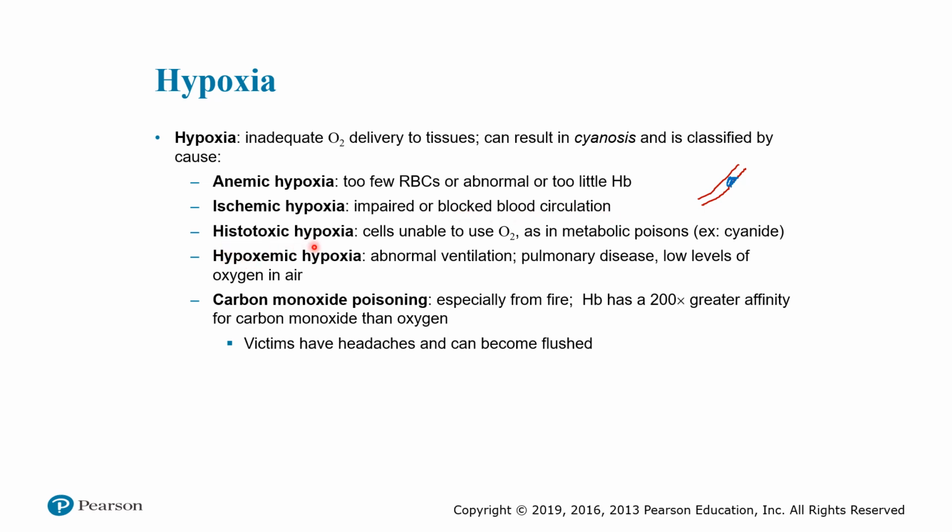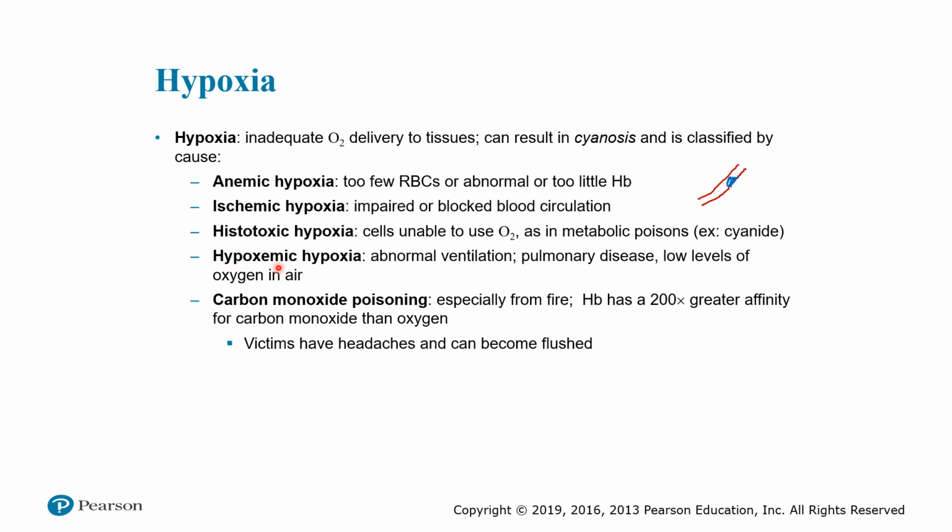Then there is histotoxic hypoxia. What is histotoxic hypoxia? There are certain metabolic poisons, for example cyanide. What does cyanide do? It actually acts at the level of the respiratory chain, at the mitochondria. It can prevent the final utilization of oxygen inside the cell. So it is a metabolic poison. The cells are unable to use the oxygen because of cyanide poisoning.